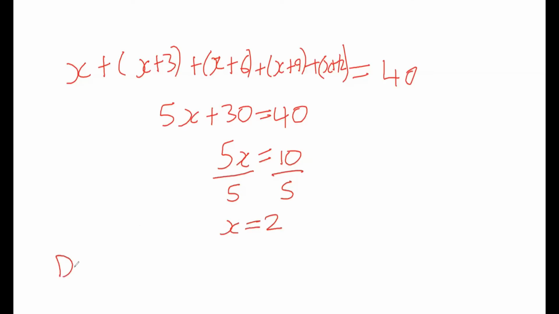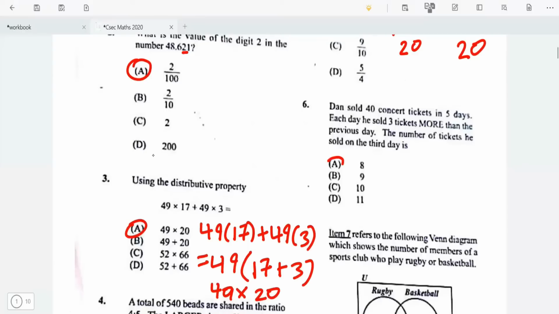If x is 2, that means day 1 he sold 2 tickets, day 2 he sold 5 tickets, day 3 he sold 8 tickets. So he sold 8 tickets on day 3. That's the answer. So that's option A.